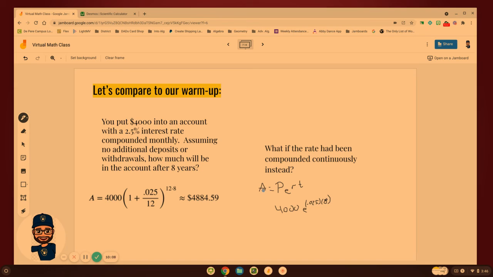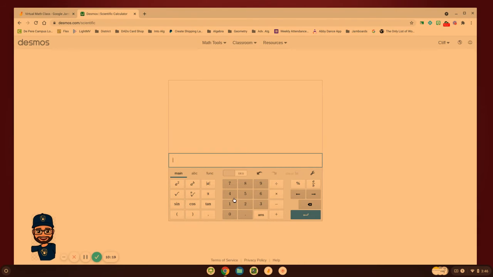If we type that in carefully, we can type that into Desmos and come up with a final value. So let's clear this. Our starting amount was 4,000 times e to the power of 0.025 times 8 years. Notice how all of that is still up in the power of e. And we get $4,885.61.